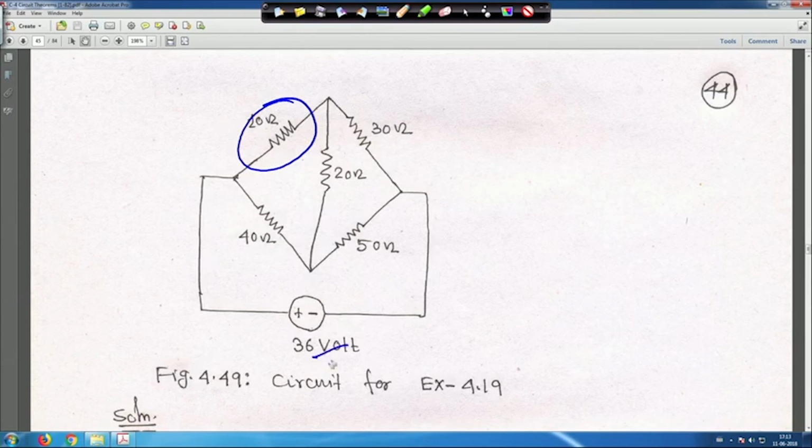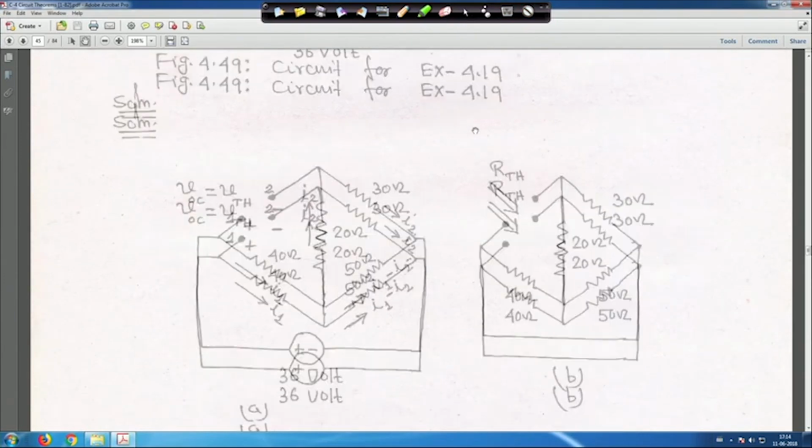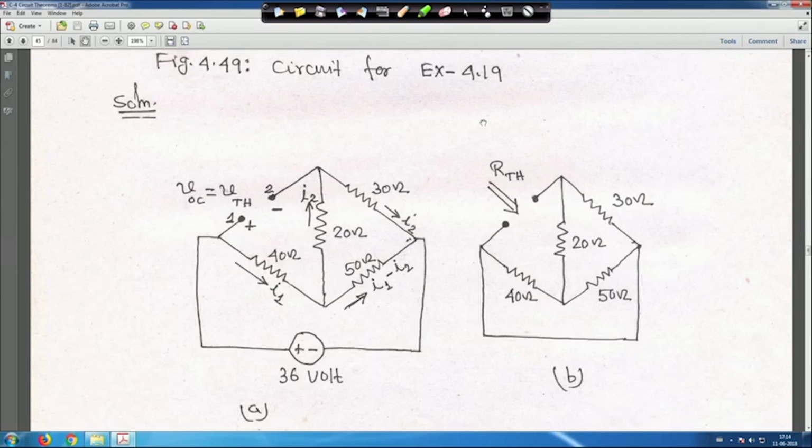This is 36 volt, and there is no other electrical element, just in between this terminal, this 36 volt source is connected. So, first you take 10 ohm resistance open. If we open it, the circuit looks like this. If you open it, this is 1, this is 2. So, this is my VOC is equal to V Thevenin, right.